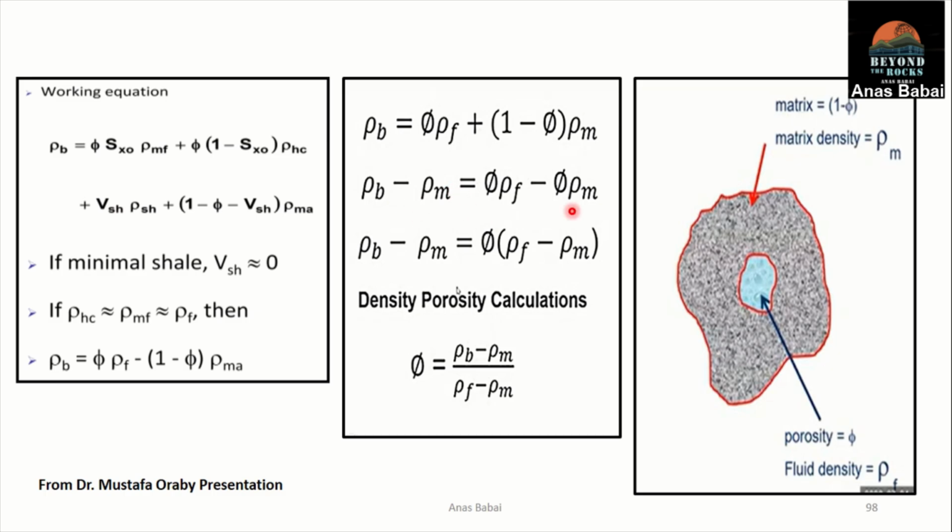Now by rearranging this formula, we can get the porosity value, which is equal to the bulk density minus the density of the matrix, divided by the density of the fluid minus the density of the matrix. So this is the main formula for calculating the density porosity. We already know the fluid and we already know the matrix, and we can substitute the value of the bulk density from the log, and then we can get the density porosity.